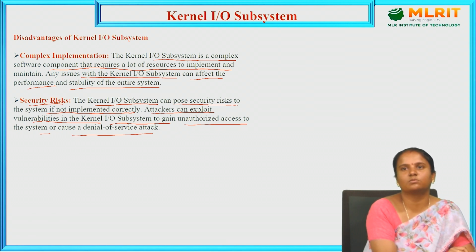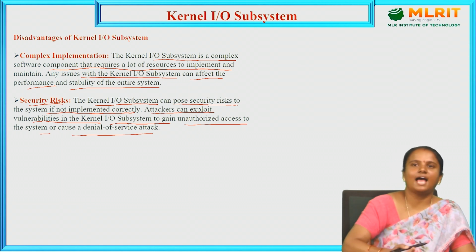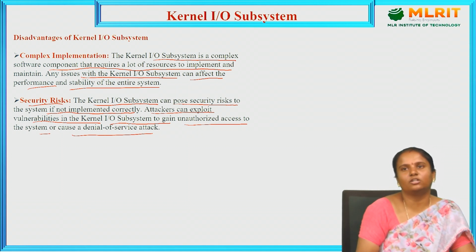They are spoiling the data, and access is given to unauthorized users. They can easily access the data. This is one of the major disadvantages, the security risk, of the input-output subsystem in the kernel.